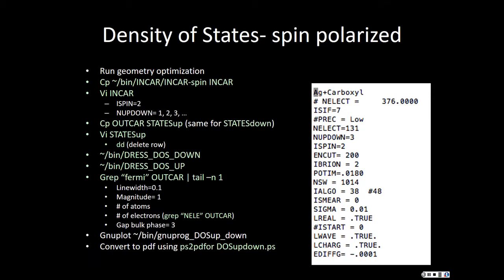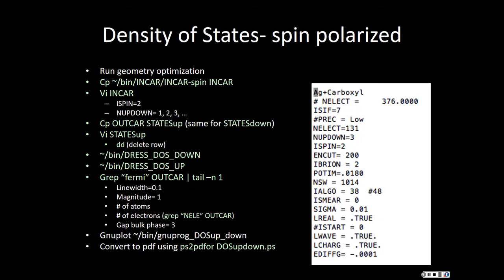And then you can take from the bin your dress DOS norm file. If you're doing states up, states down, then you want your DOS down, DOS up files there. And when you submit those codes, it'll ask you for some information. So your line width, use 0.1, magnitude 1. It'll ask how many atoms are in, not how many types, but how many atoms. So it might be 400. And then the number of electrons, which you can determine using the grep NELECT OUTCAR code.